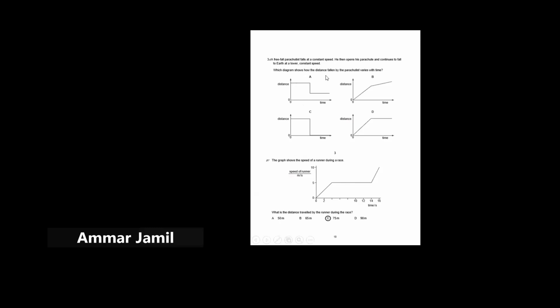We have a free-falling parachutist at constant speed, who opens the parachute. So, which diagram shows how the distance fallen by the parachutist varies with time? So, it should be B because it is moving with a constant speed and then when the parachute opens, the speed decreases.